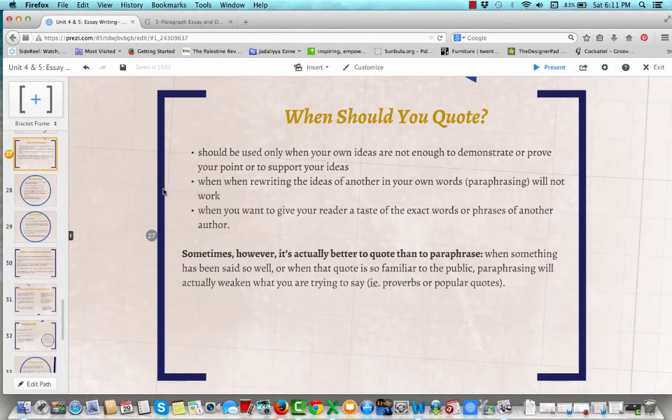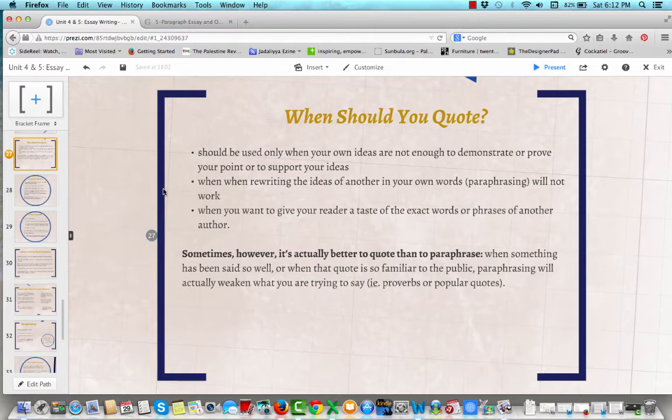Alright, guys, so when should you quote? Just letting you know right now that when I say quote, I don't mean that it only has to be something that someone famous said. No, a quote is any exact wording that you use that is not yours. Even if it's taken from a website, even if it's taken from a book, any wording that you use that is not your own, you should source, right?